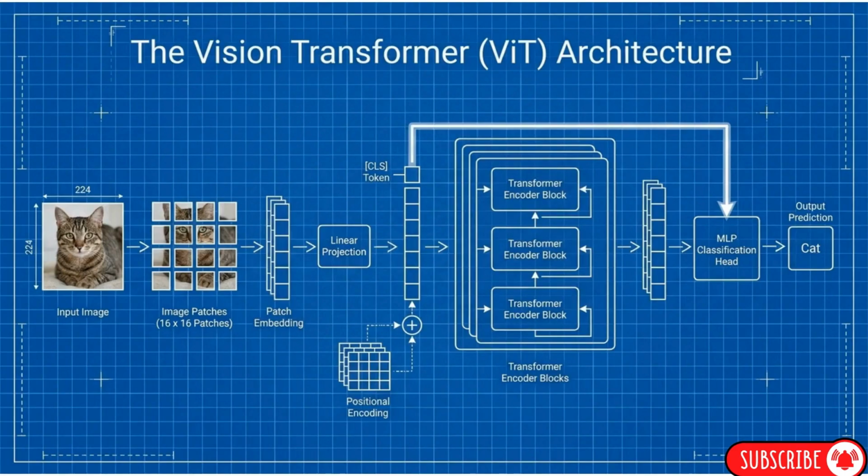Here we see the full vision transformer architecture. The input image is first split into patches. These patches are converted into embeddings. Then positional embeddings are added. The resulting sequence goes through multiple transformer encoder layers. Each encoder layer uses self-attention and feed-forward networks to learn relationships between patches. At the end, the CLS token is passed to a classification head, which predicts the final output, such as cat, dog, car, or any target class. That is the high-level ViT flow.